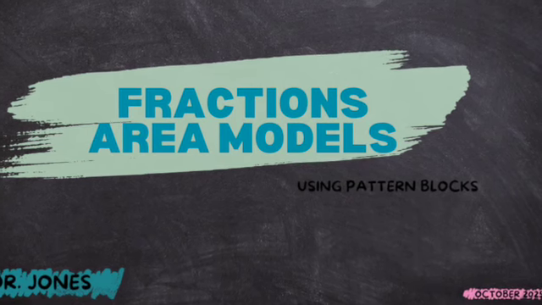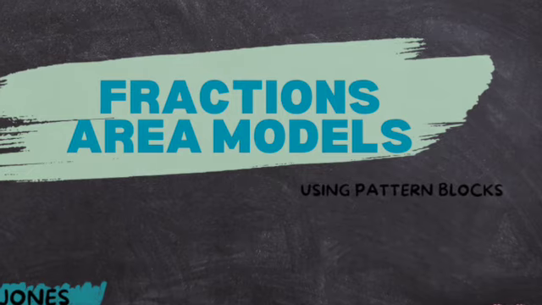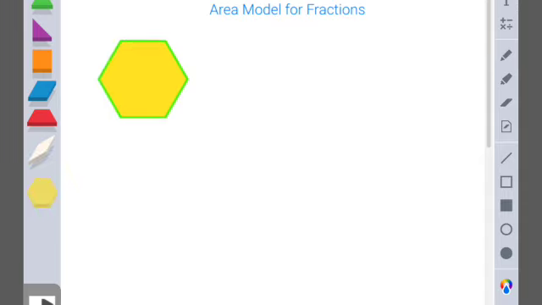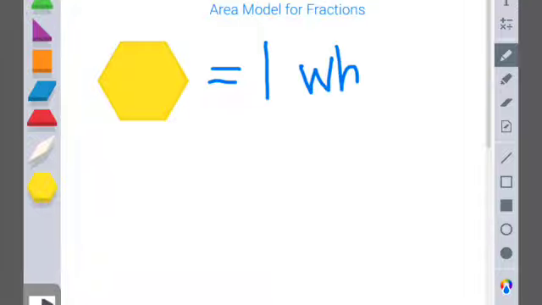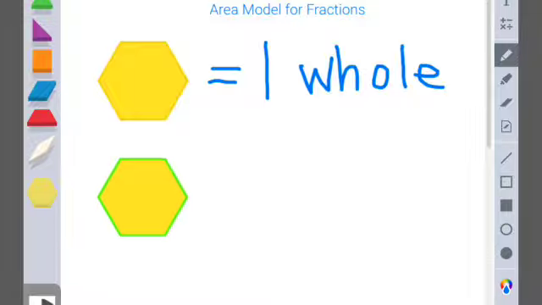So we can use pattern blocks to think about an area model for fractions. Looking at the pattern blocks, if we think about this yellow hexagon as equaling one whole, that means the space that it's taking up is creating the whole. The space that it is taking up equals 1, so if I have one yellow hexagon, that equals 1.